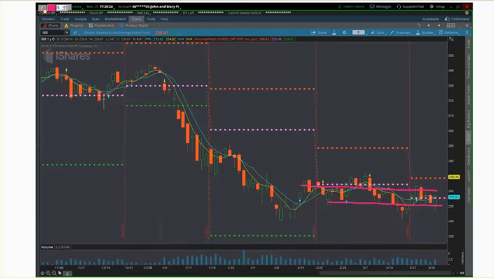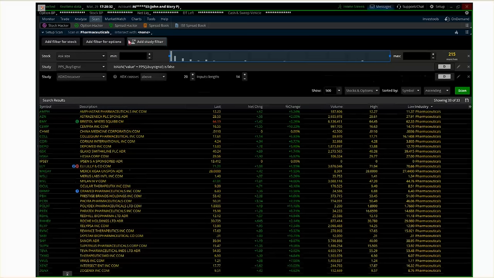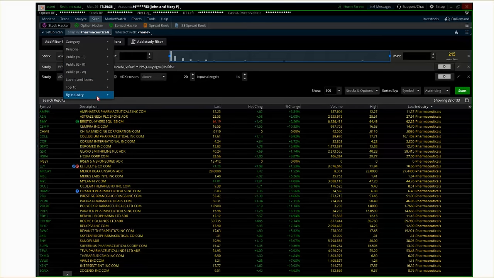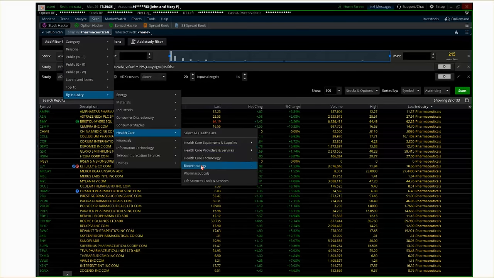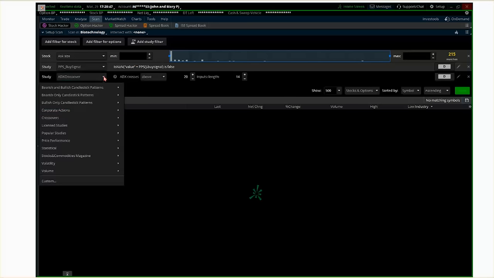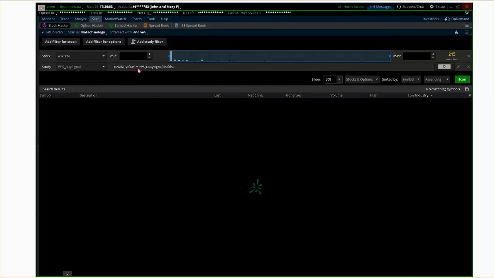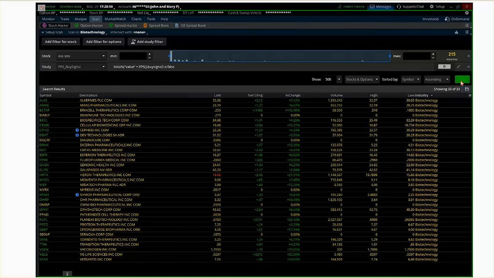So what might be a really neat thing to find opportunity is hit that scan button, right? And then start generating. Add a study filter, we're going to go pharmaceuticals, we're going to go by industry, we're going to go healthcare, and we're going to start looking at biotech specific, right? So we're going to start to go for buy signal, biotech, scan it, there it is. All right, so today, we actually generated 33 names in the biotech world.